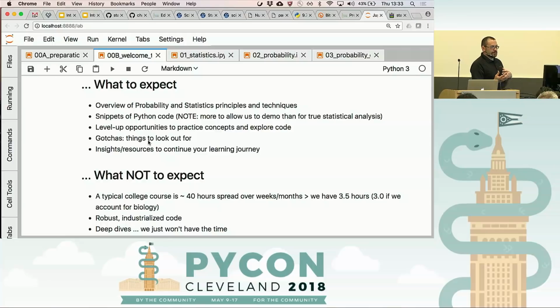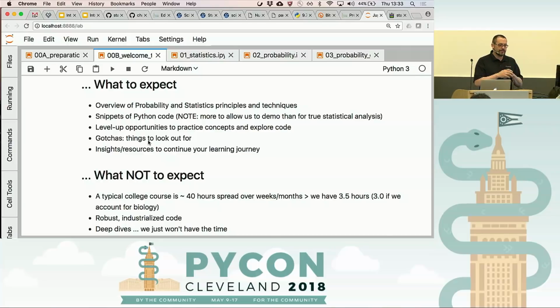We will have some snippets of Python code. I'm going to warn you right now: the code that I wrote for here should never be used in a production environment. The things that I wrote are more to demo principles, to give you an idea of how things work under the hood. They are not for true statistical analysis, and I'll prove it. I'll show you why.